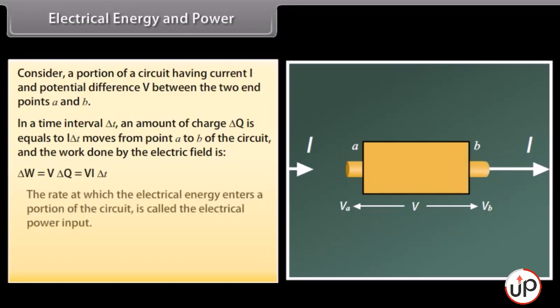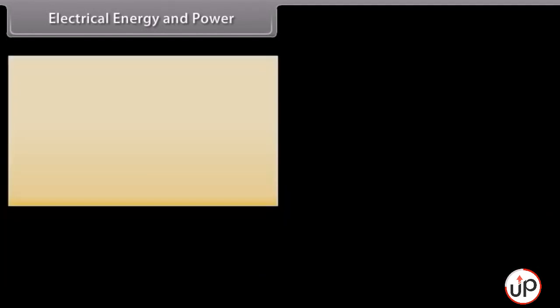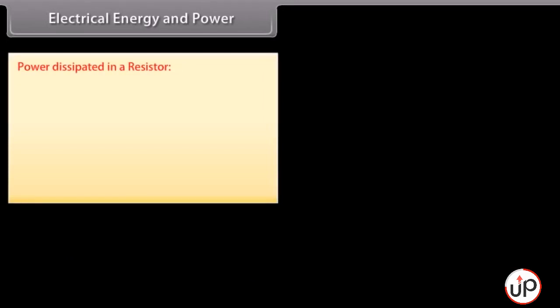The rate at which the electrical energy enters a portion of the circuit is called the electrical power input. P = VI. The SI unit of power is the watt, W. Power dissipated in a resistor.